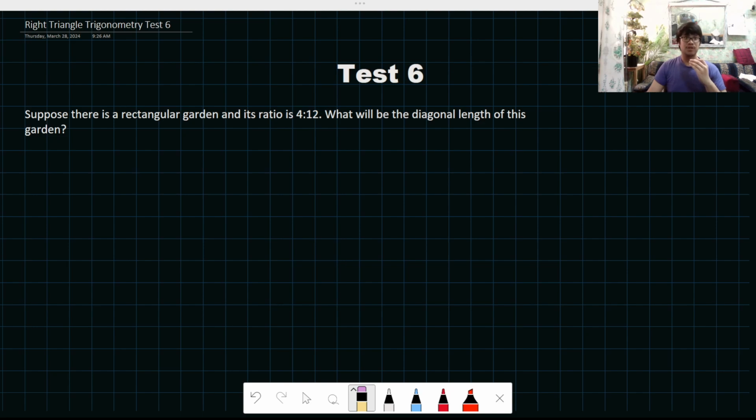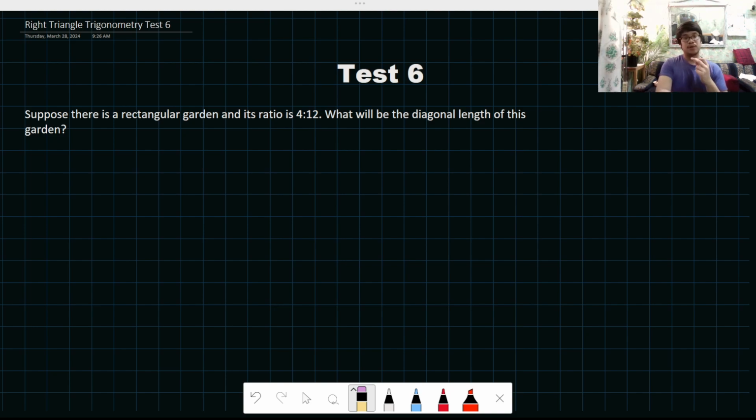So let's continue this series, the trigonometry series. To be particular, we're going to finish this right triangle trigonometry test, so that after that we can proceed to the next topic, which I do believe is about graphing of trigonometric functions. All right, so without further ado, let's now begin.